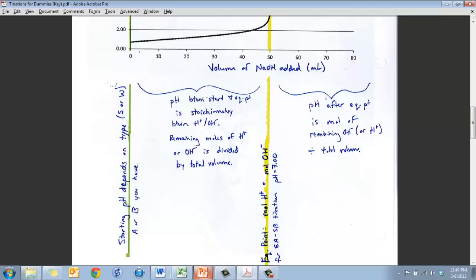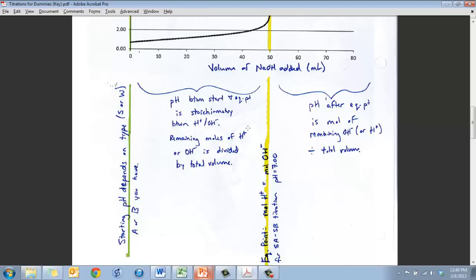Everything between those spots, so pH between the start and equivalence point and not including those points, is the stoichiometry between H plus and OH minus. Do the stoichiometry and calculate how many moles of H plus or OH minus are remaining, and make sure to divide by the new volume to get back into concentration.